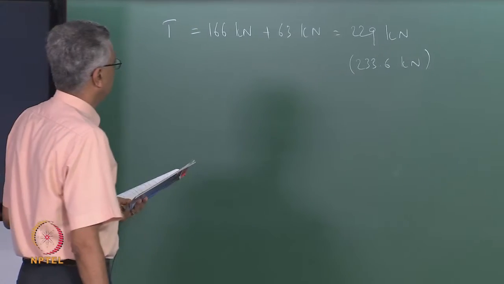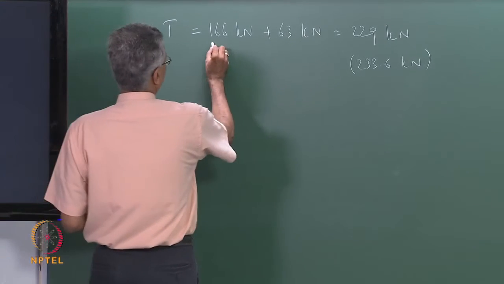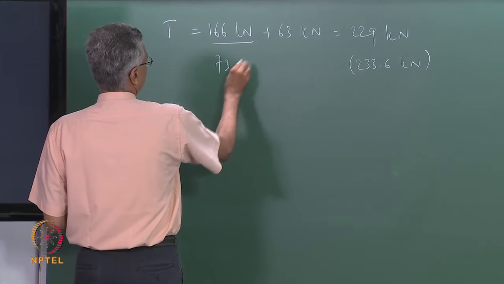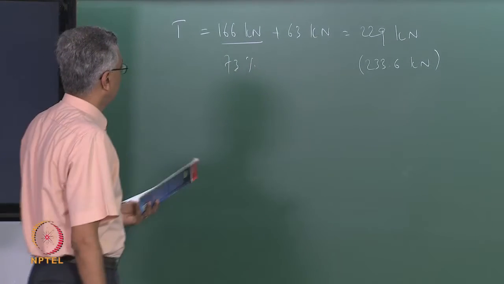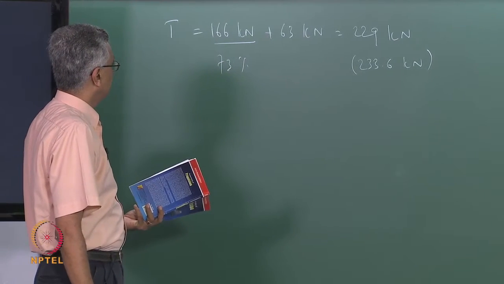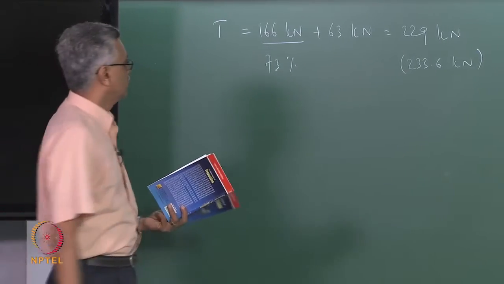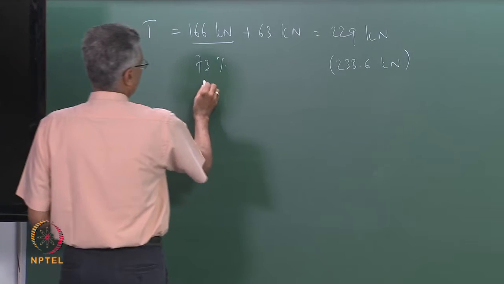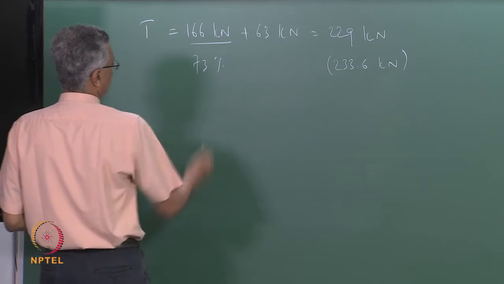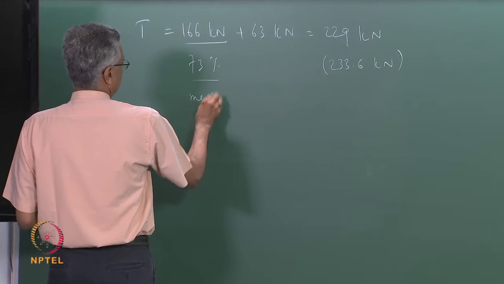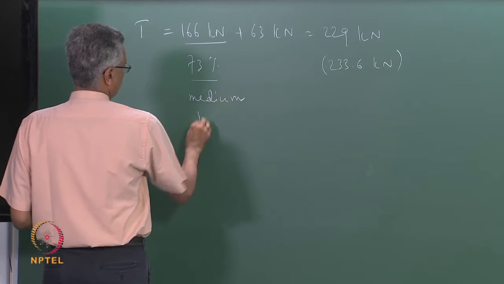One point that you should notice is that the fan contributes about 73% of the overall thrust, which tells you that this is a medium to high bypass ratio turbofan engine. Okay. So medium to high bypass will have numbers in the range from 75 to 80. So this tells you that it is a medium bypass ratio engine.